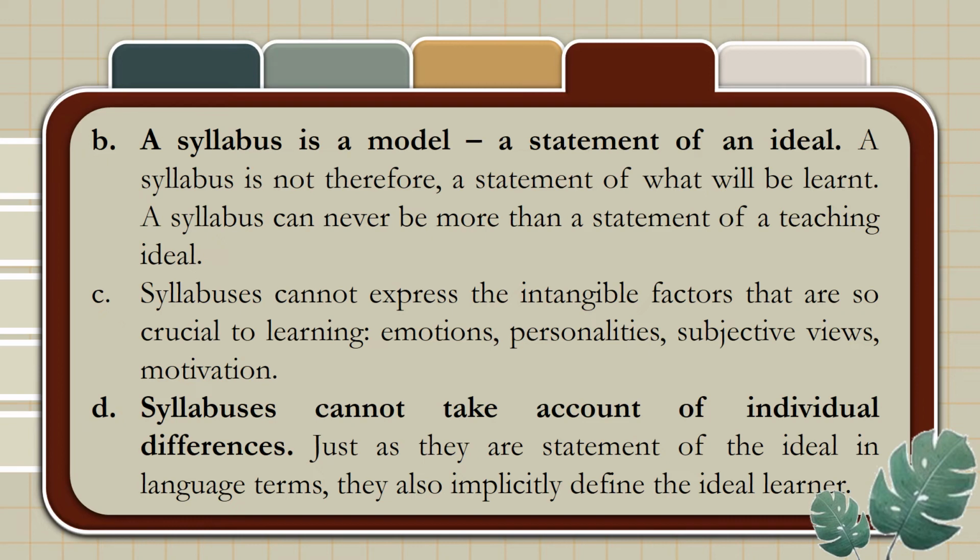So letter C, a syllabus cannot express the intangible factors that are so crucial to learning, which are the emotions, personalities, subjective views, and motivation. And lastly, letter D, syllabuses cannot take account of individual differences. Just as they are statements of the ideal in language terms, they also implicitly define the ideal learner.